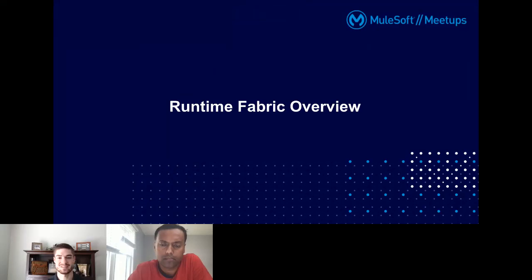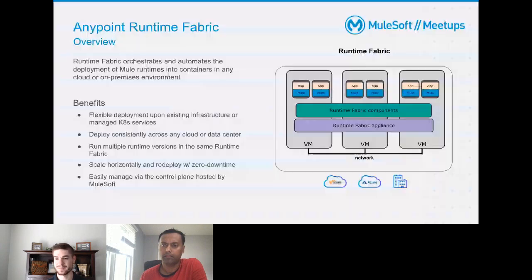Today I'm going to give a brief overview of Runtime Fabric, followed by an introduction to the tokenization service with a demo of the tokenization service. So what exactly is Anypoint Runtime Fabric? It is a container service that allows you to run Mule applications on customer-owned and managed resources while maintaining the centralized management provided by the Anypoint platform. It's an appliance version of Mule Runtime that uses Kubernetes for orchestration.